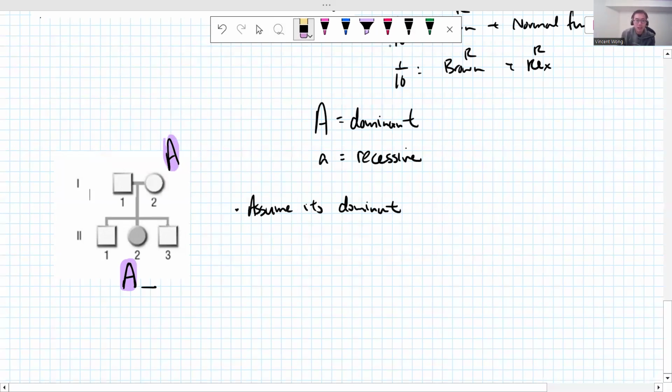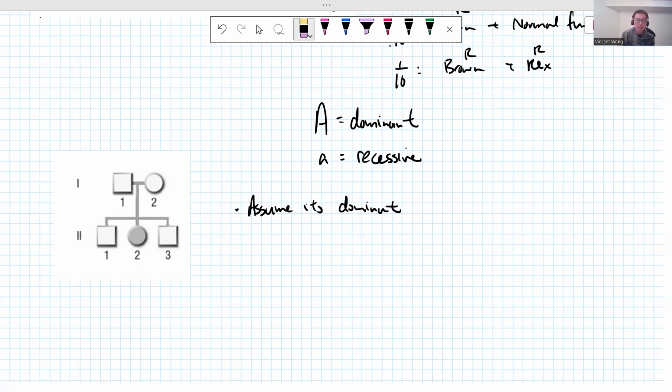How do I know they don't have it? Because they're not shaded in. So because of that, it cannot possibly be dominant. It must be recessive. Vincent, sorry, I am interrupting you. Can't the mother be a carrier? But you cannot be a carrier for a dominant trait. Dominant means if you have the allele, you're going to express it. There's no covering it up.